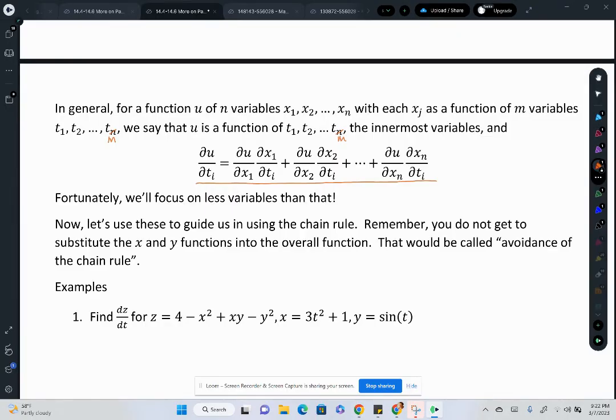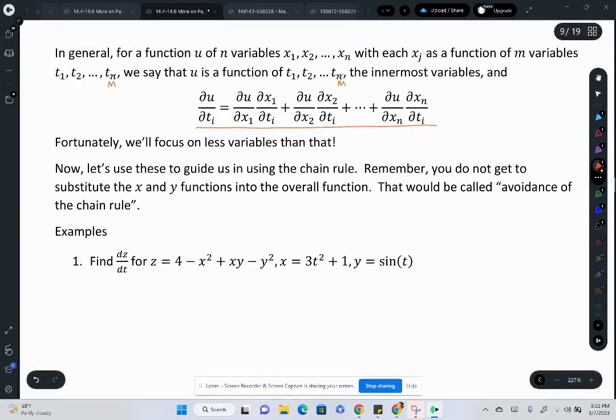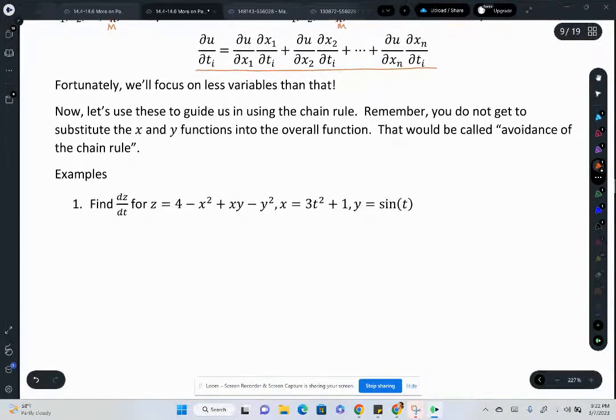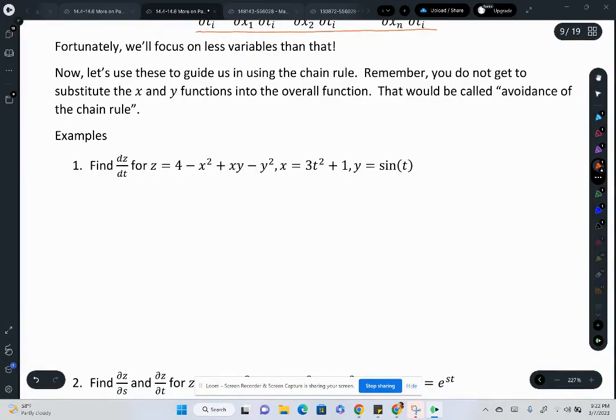Fortunately, we're not going to focus on massive trees here. We're just going to focus on 2 or 3 variables at a time. So let's just use these to guide us in calculating the chain rule.